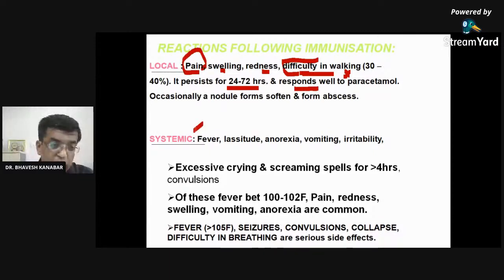They are the most common reactions following DPT and pentavalent vaccine. After giving this DPT or pentavalent vaccine, the mother is always given a paracetamol tablet. A quarter paracetamol tablet is to be given 3 times a day to the child. Or you can give paracetamol syrup also.